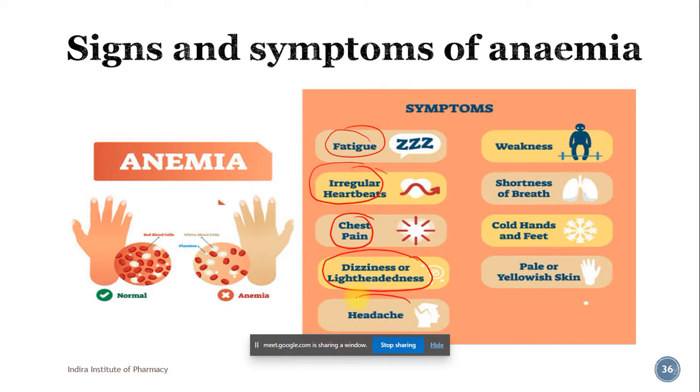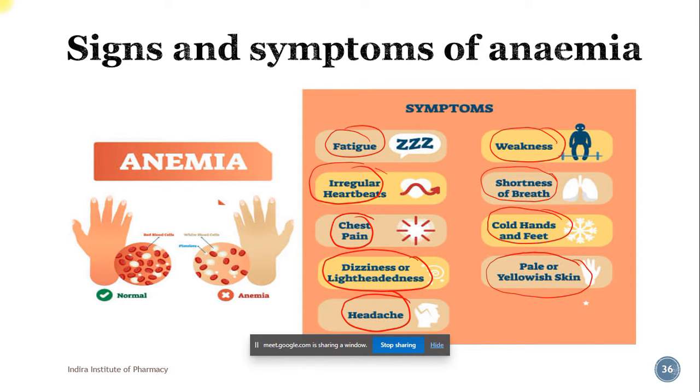Next is headache. Then you feel weak, weakness is felt. Then shortness of breath, which is more evident whenever you are doing any type of exercise or just climbing up the stairs. Then cold hands and feet. And lastly, pale and yellowish skin.